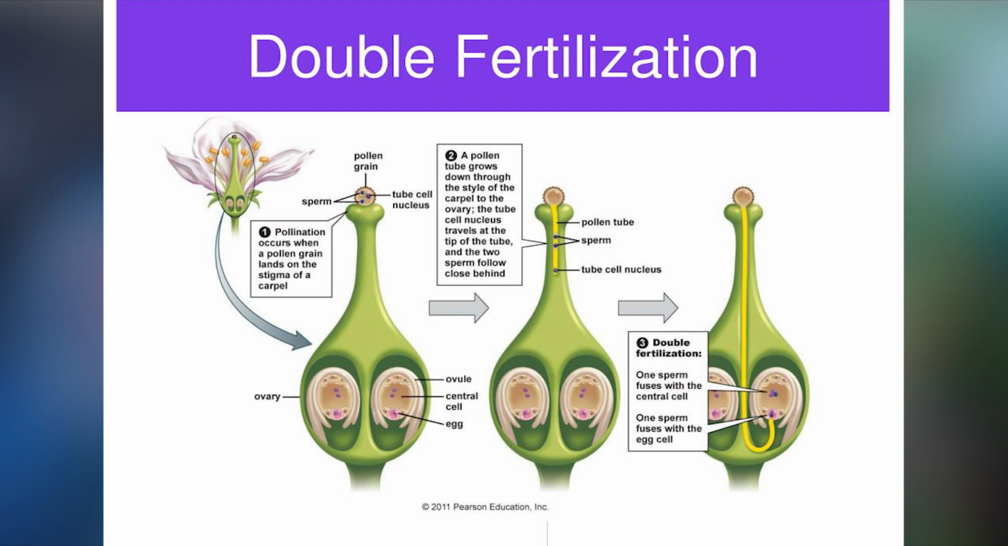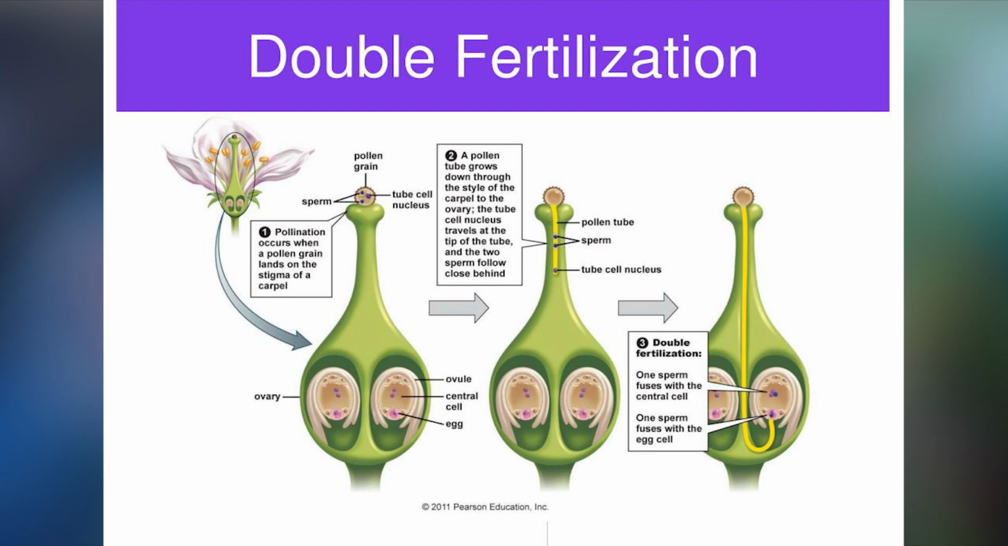Now, this is necessary because there are 2 cells that need to be fertilized. The egg cell, which I mentioned, is the haploid cell. That's what will actually form the new organism. And then the central cell, which I mentioned before, is actually the largest and in some sense most important cell in the mature female gametophyte. Remember I said there's only 7 cells there, so the central cell is one of those.